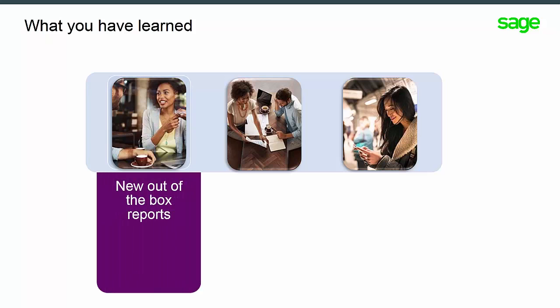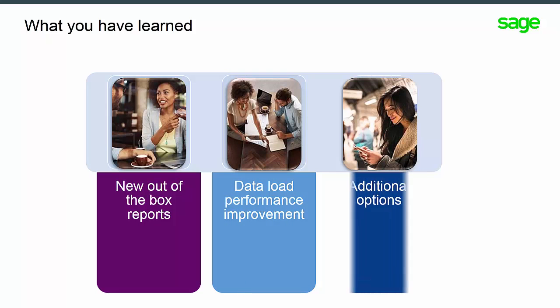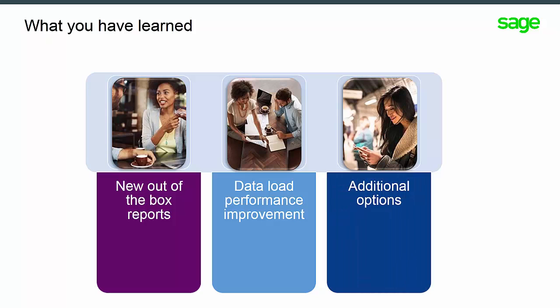In this module, you have learned about new out-of-the-box reports delivered in Sage Intelligence, the data load performance improvement, and the additional options such as debit and credit columns, export-import reports, show-hide rows based on account with debit or credit balance that have been added.